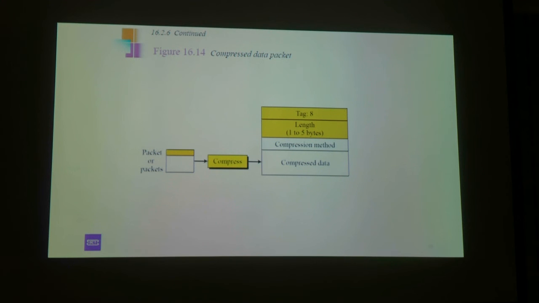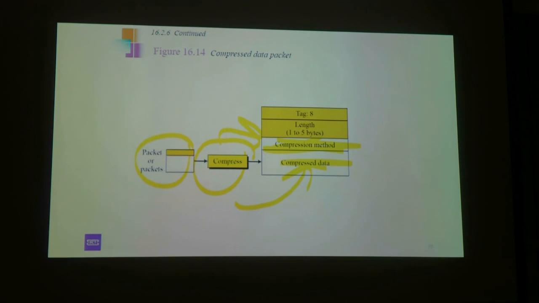All right. In here, what we have, compressed data packet. I have data. I need to compress it only. I don't want to encrypt it. I don't want to do anything. So you have the tag. You have the length. Then the compression method. How many compression methods do we have listed in here? Zip, ZLIB, and other, right? So as part of your header, you're going to tell everybody what algorithm you use for compressing, all right? And then the compressed data will go in here.